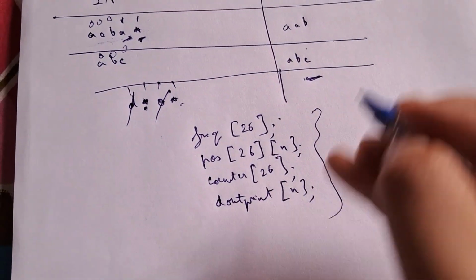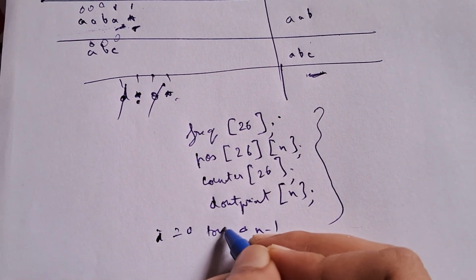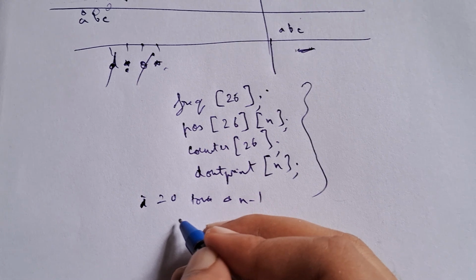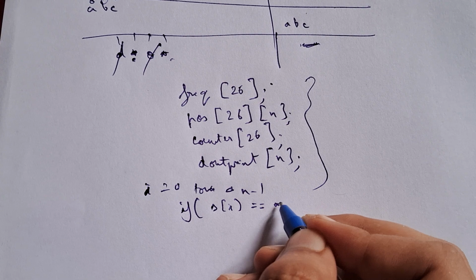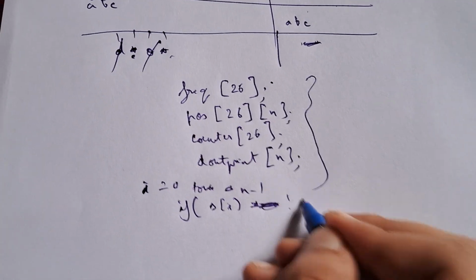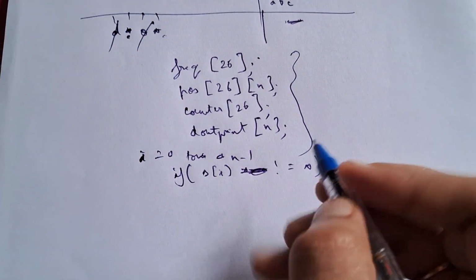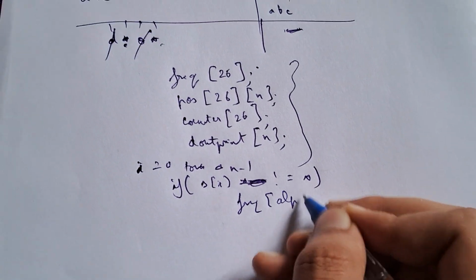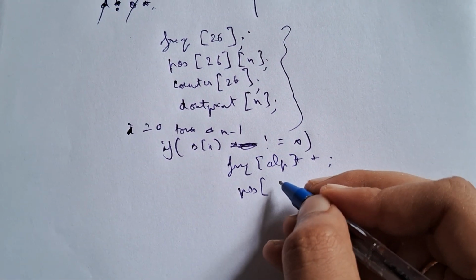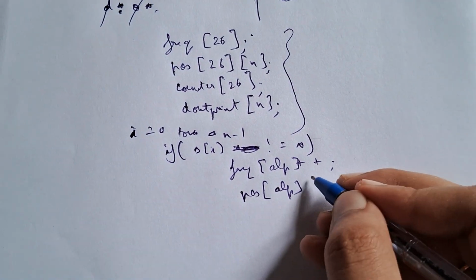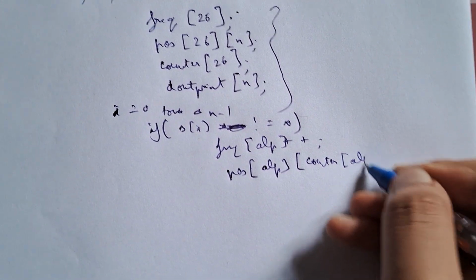What you're going to do is, while traversing, i equal to 0 to n minus 1, first check whether it is an asterisk or not. Let's not get into the asterisk situation yet, let's get into the not-equal-to-asterisk situation, that is, it's an alphabet. If it is an alphabet, what you can do is frequency of that alphabet plus plus, and position of that alphabet, and counter, counter of that alphabet.